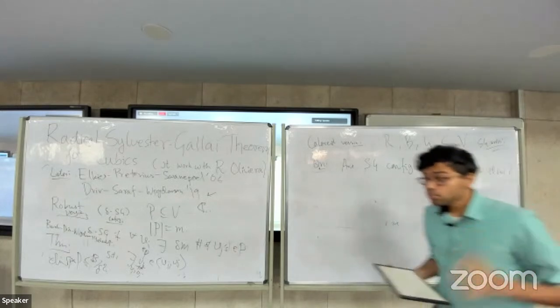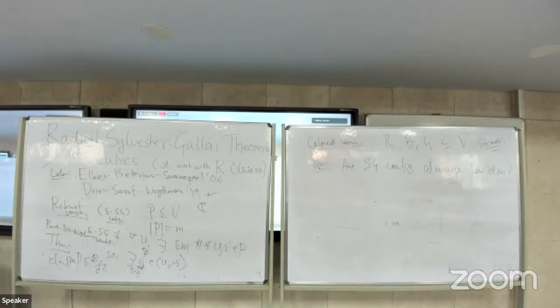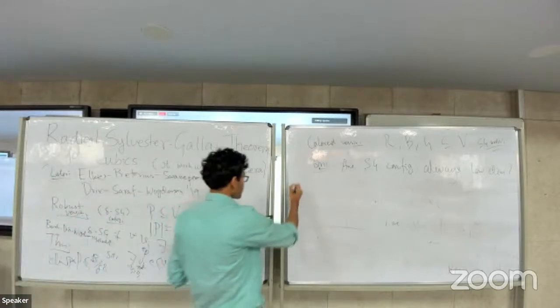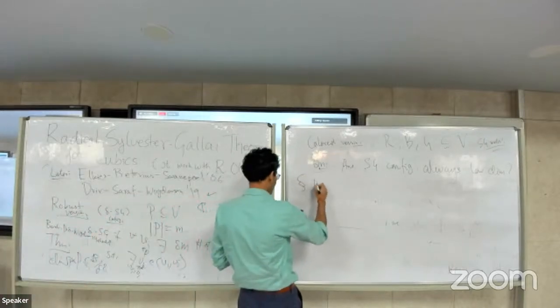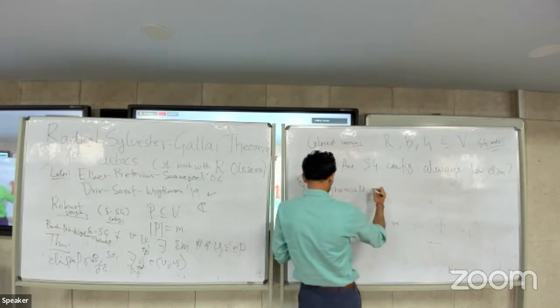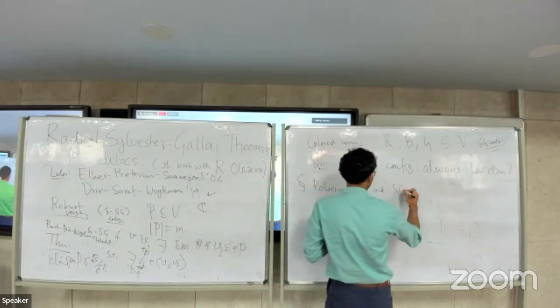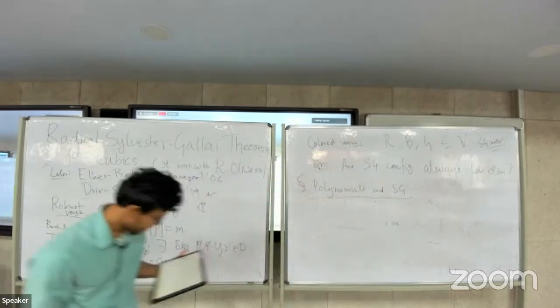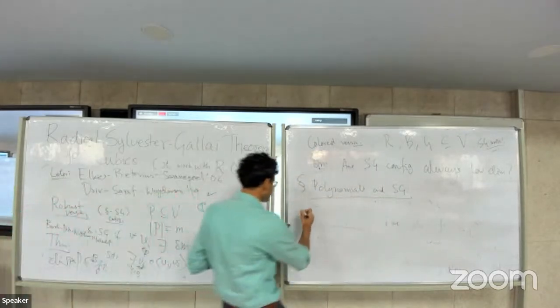The kind of Sylvester-Gallai configuration I'm interested in is a non-linear Sylvester-Gallai configuration. We don't have vectors in a vector space anymore. We will have polynomials inside a polynomial ring. So that is the question I'm interested in. So this is non-linear Sylvester-Gallai: polynomials and Sylvester-Gallai. Okay, great.